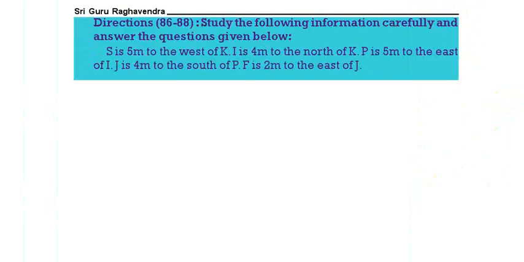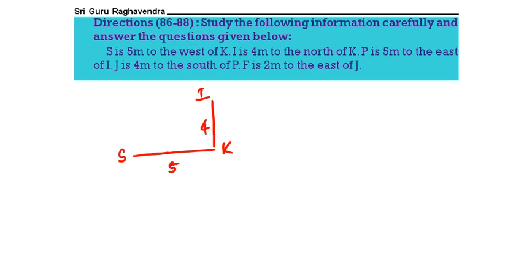Then see the next question, 86. This is related to directions. S is 5 meters to the west of K. I is 4 meters to the north of K. First of all, S is 5 meters to the west of K. This is S, this is K. This is 5 meters. I is 4 meters to the north of K. This is I, this is 4 meters.